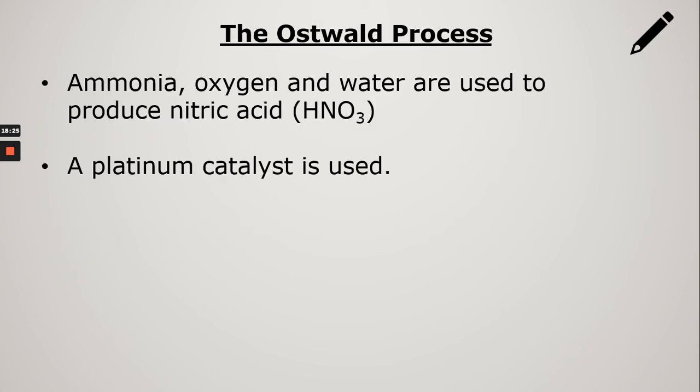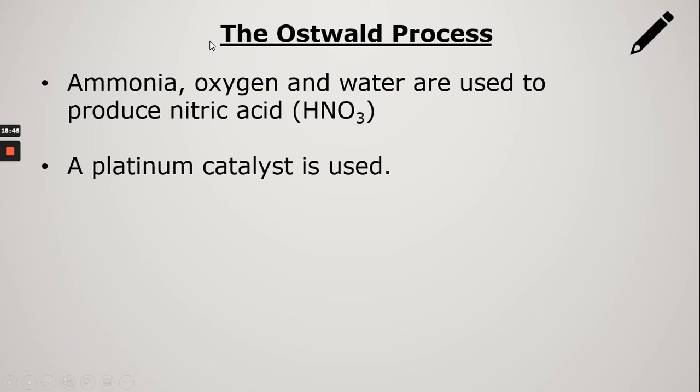Okay, so hopefully you've already watched that video. If you haven't, make sure you pause it now and pause this one now and go and watch the description of the Ostwald process. So the Ostwald process is used to make nitric acid, and it makes nitric acid from ammonia, oxygen and water.